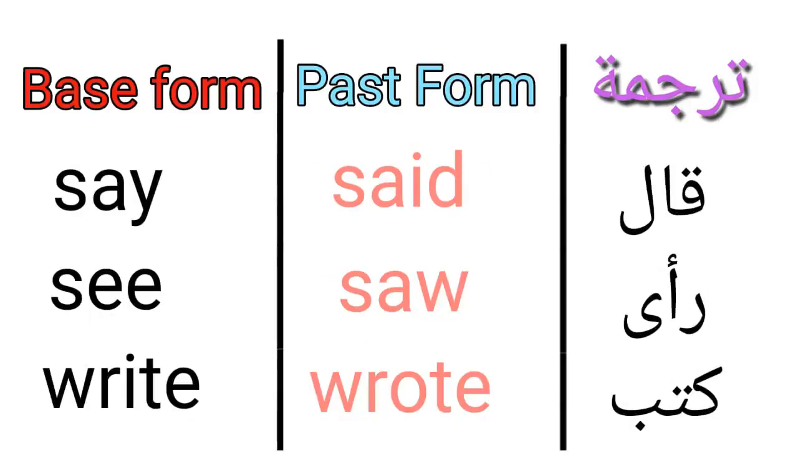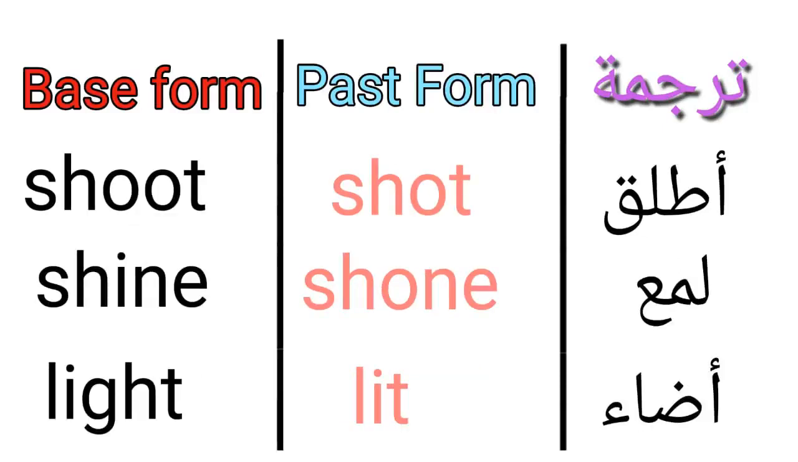Verb to say, which means قال, said. And verb to see, which means رأى, saw. Verb to write, which means كتب, past form wrote. Verb to shoot, which means أطلق, shot. Shine, which means لمع, shone. Verb to light, which means أضاء, past form lit.